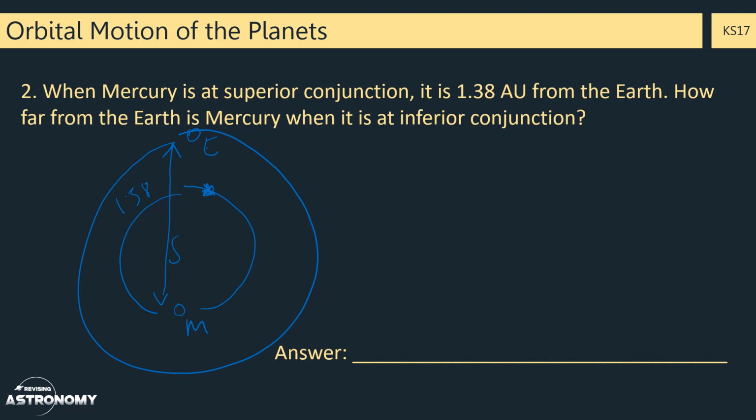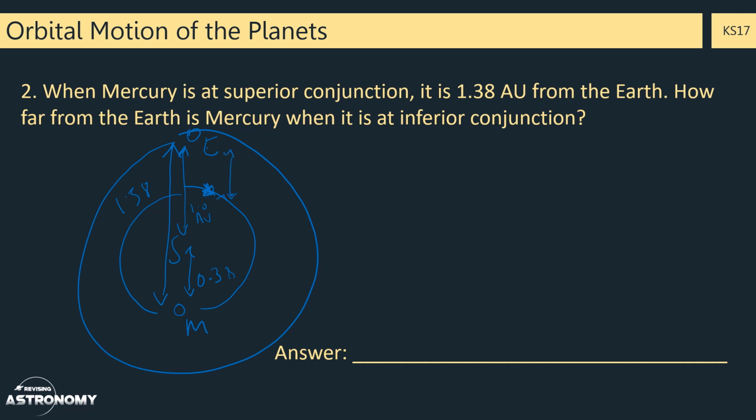Well, again, we can start to work things out. So we know, for example, that this distance here must be 0.38 astronomical units, because the total distance 1.38 minus the distance away between the Sun and the Earth, which is 1 astronomical unit. So we now want to know this distance. How far is it from Earth?